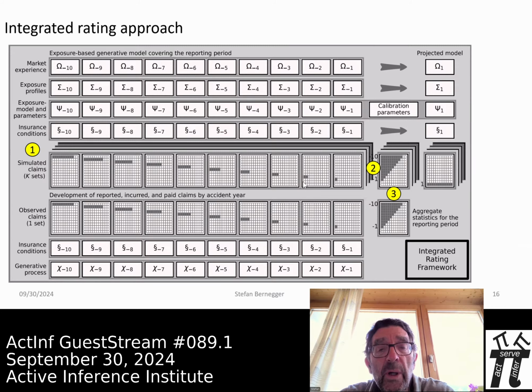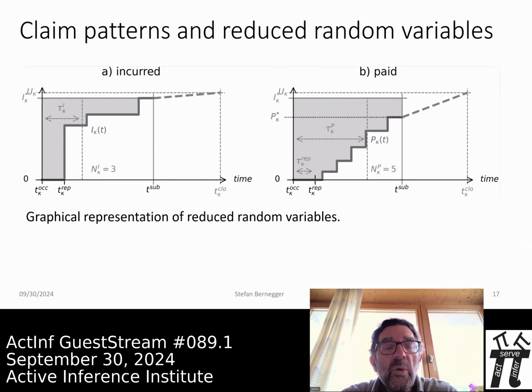Now we can have a look at how we reduce the claims, and I have shown here two very simplified developments. One is the reported pattern, or the incurred, and the other is the paid amount. So in the case of the incurred, it takes a couple of years or some time until the claim is reported. So I have here a reporting lag, and then I have a first estimate of the incurred, and then here there's an adjustment, and here again, and this continues into the future until the claim is closed. But of course, this information I don't have.